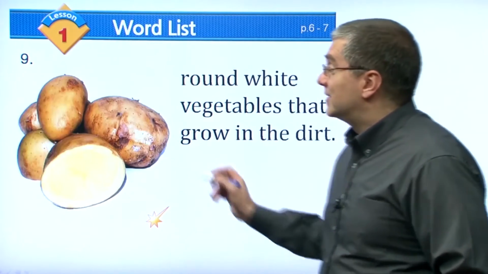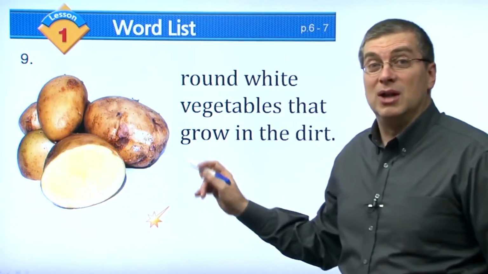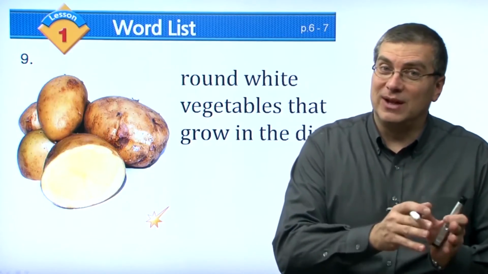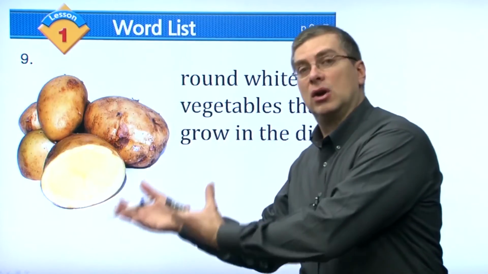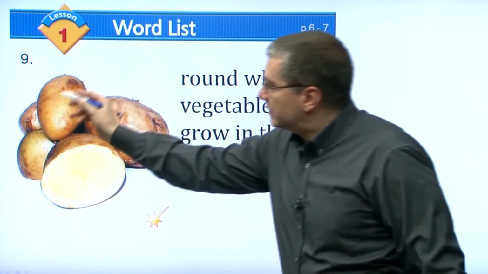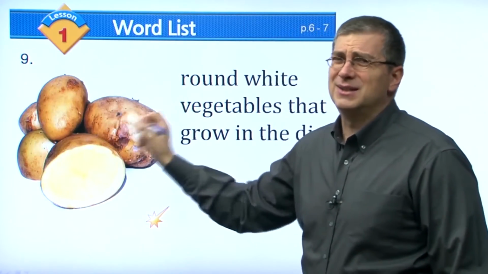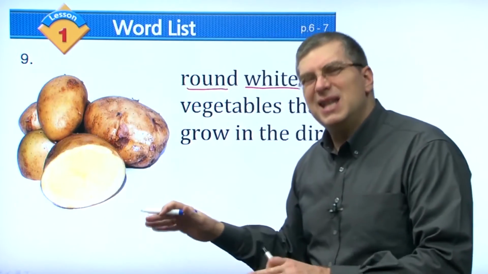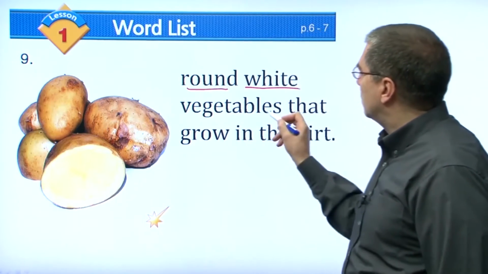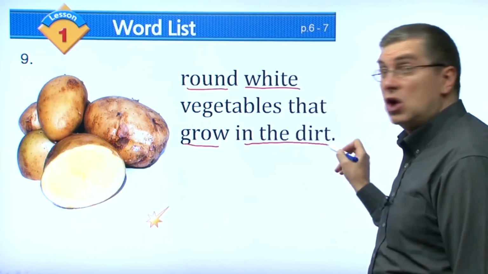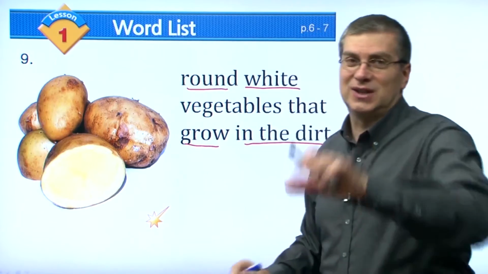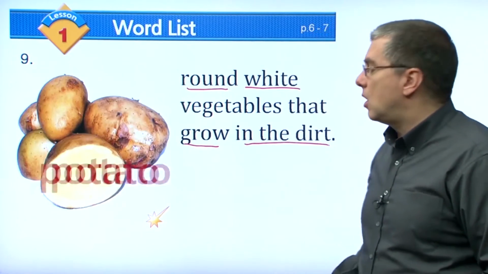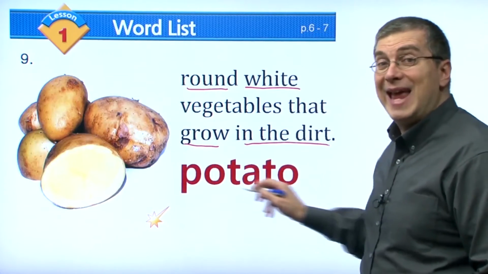Okay, our next word is another type of vegetable. We saw carrot before. That's one type of vegetable. But now we have another type of vegetable. And this is the picture. You know this one, right? This is very common. Round, white. Maybe a little yellow, but usually white vegetables that grow in the dirt. They grow underground, just like the carrot, right? What do we call these vegetables? We call them potato. Potato, right?